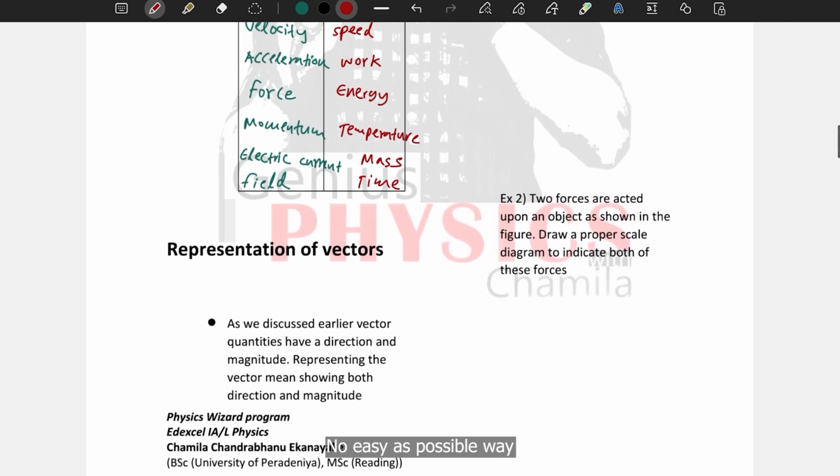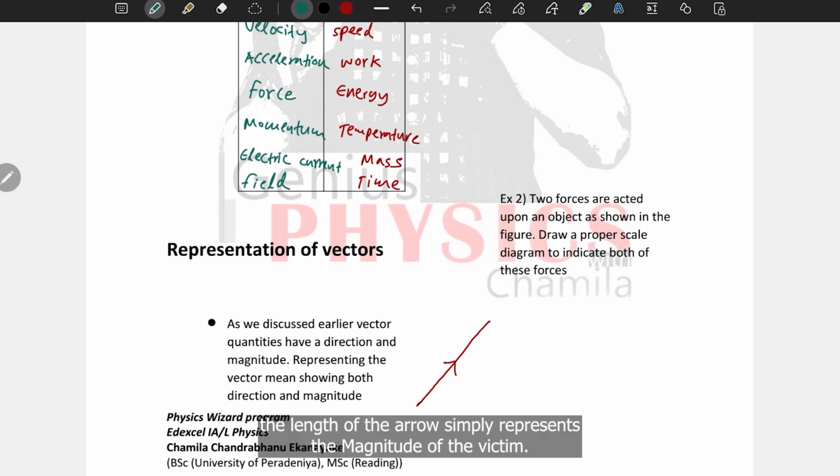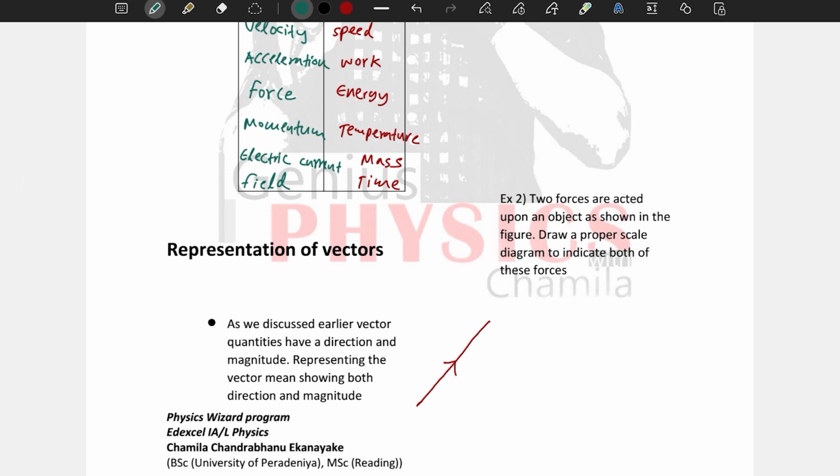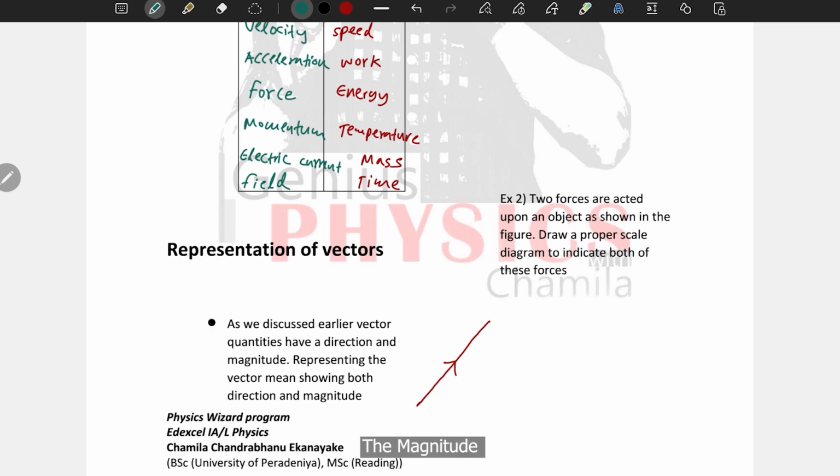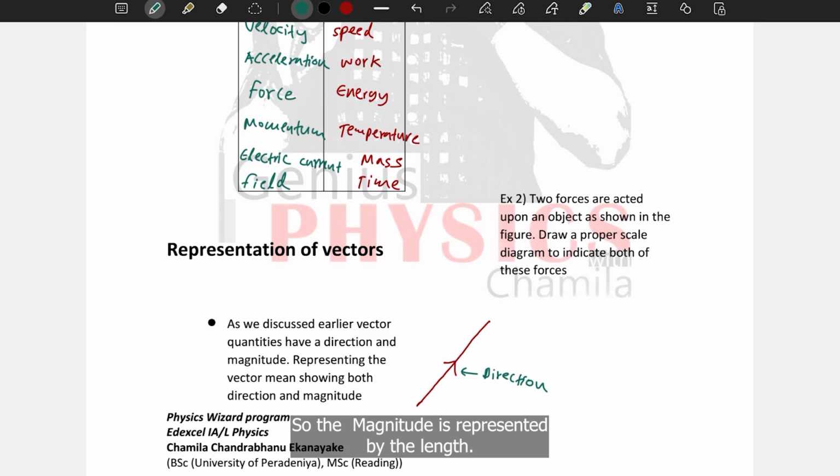The easiest possible way that we can use is an arrow to represent a vector. The length of the arrow simply represents the magnitude of the vector. The magnitude is represented by the length of the arrow. The longer the arrow, the higher the magnitude. And the direction, it's crystal clear, is the arrowhead. So this arrowhead represents the direction of the vector. The direction is represented by the arrowhead and the magnitude is represented by the length.